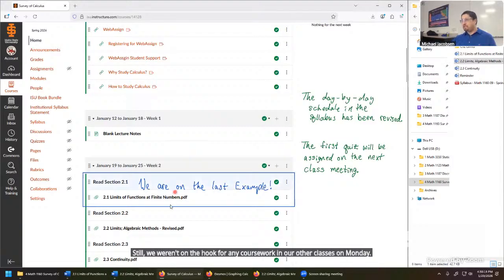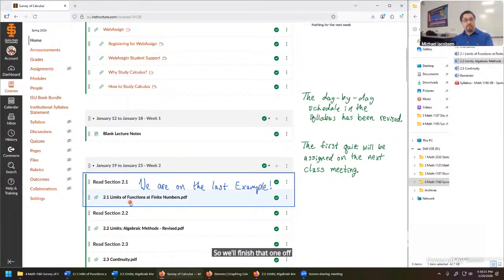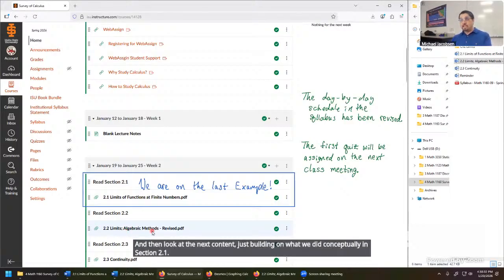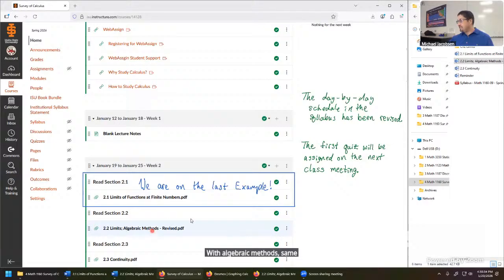For today's class, we left just one problem in section 2.1. So we'll finish that one off, revise what left-hand, right-hand limits look like on that last problem, and then look at the next content, building on what we did conceptually in section 2.1 with algebraic methods. Same concept, but new tools.